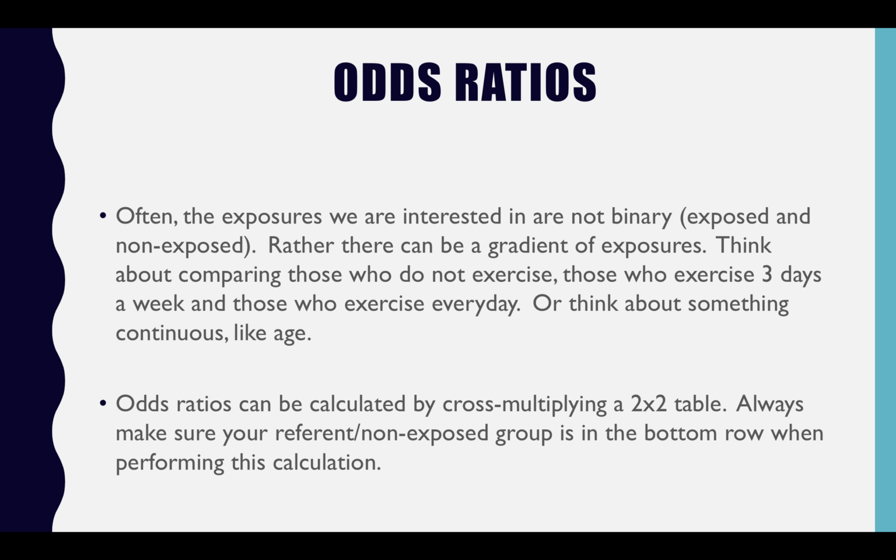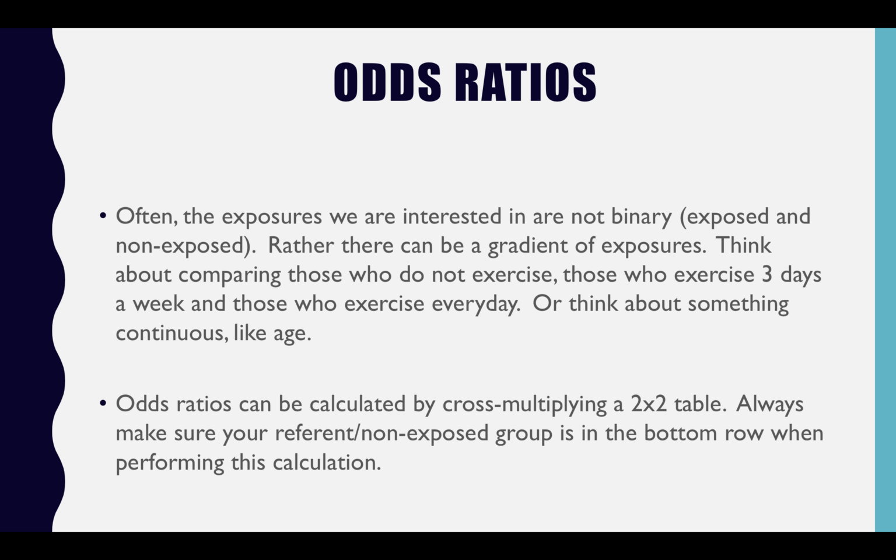And so we get our odds ratios by cross multiplying the 2 by 2 tables that we use in epidemiology. And we can do that even if we have these gradients of exposures, as long as we're using the same referent or non-exposed group and we have them in the bottom row when we perform this calculation.